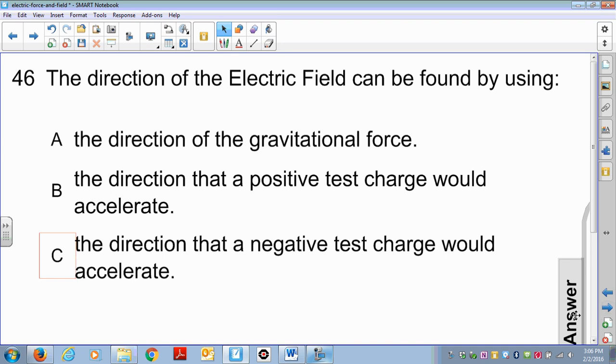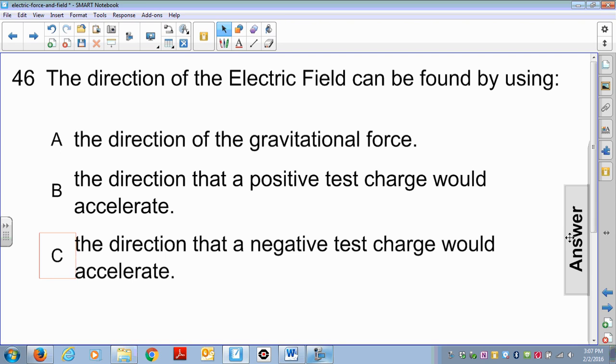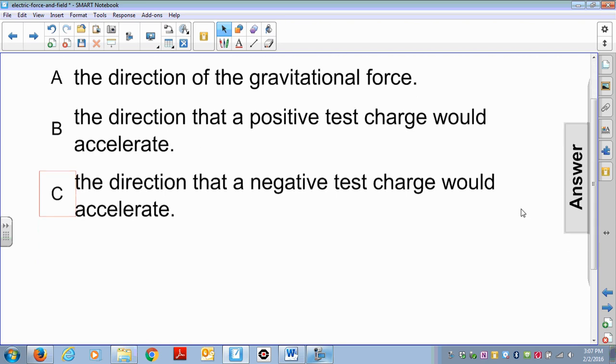Okay, so let's see if you chose the correct answer. Hopefully you chose B. The direction of the field is in the direction a positive test charge would accelerate.